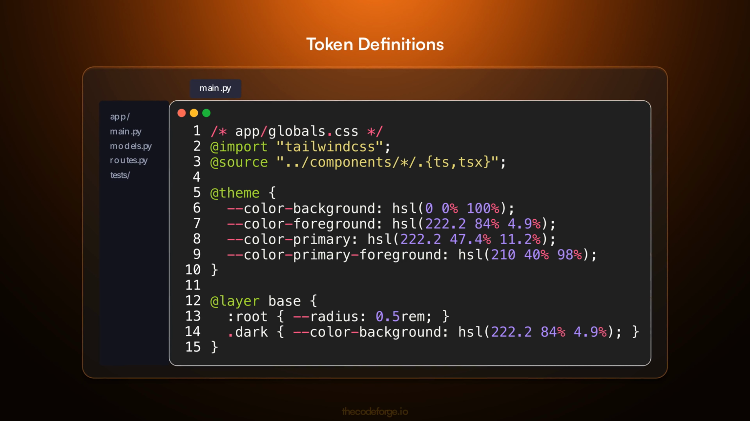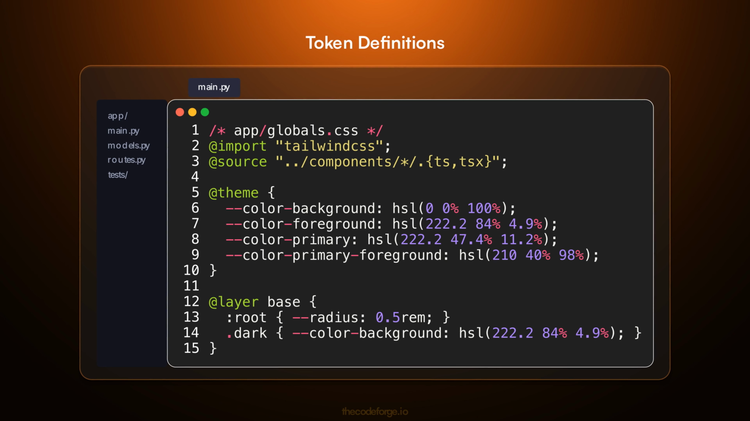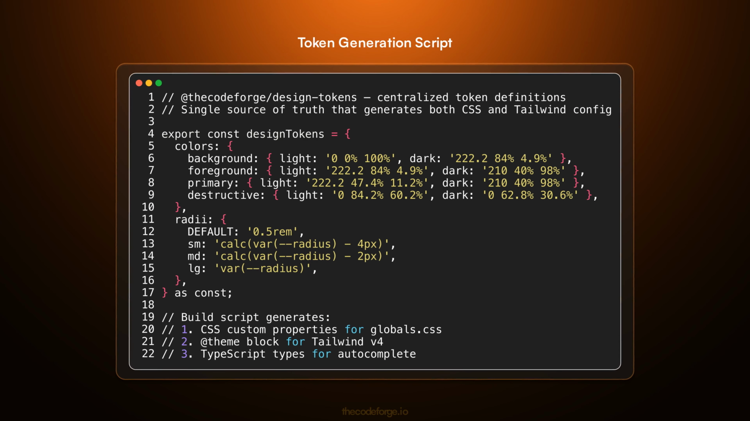This is the Tailwind v4 approach. The @theme block defines your design tokens as CSS custom properties. The @source directive tells Tailwind where to find component files. One variable change propagates to both shadcn/ui internals and your utility classes. This is the single source of truth.